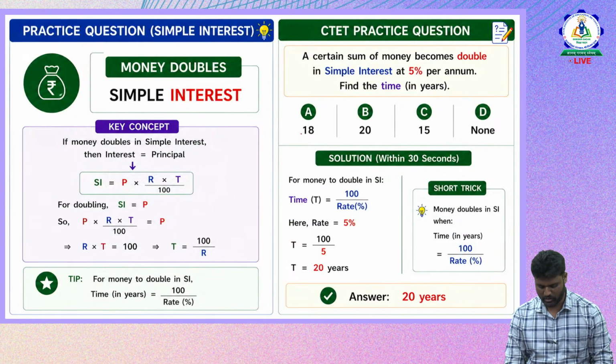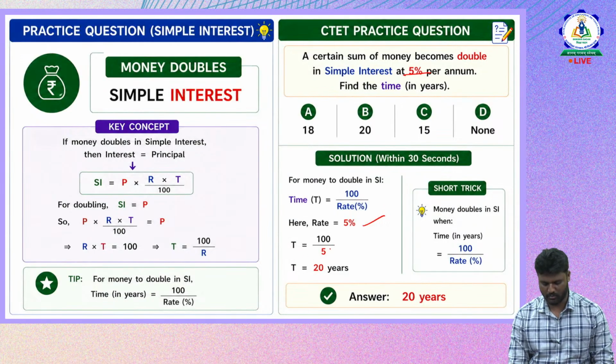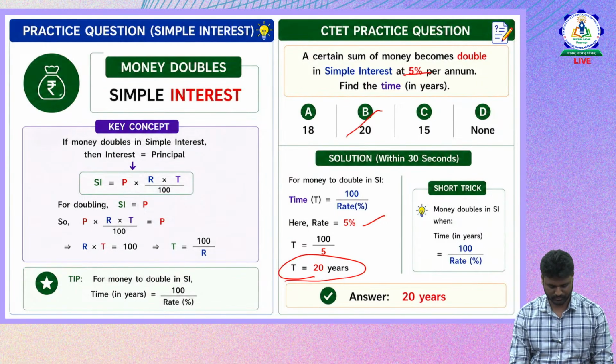For money to double in simple interest, the time becomes 100 by the rate percentage. How much rate have they given here? 5%. Therefore T becomes 100 by 5. So the time will be 20 years. So the answer here is 20 years.